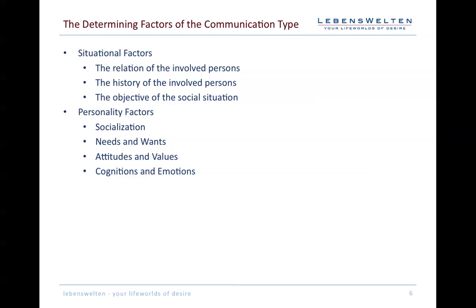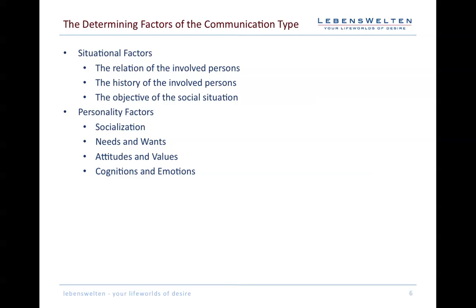So if you go in sports with friends in the evening, you normally have a different objective than you have at work, and when you meet your wife you also have a different objective, so also your type of communication can be different. Personal factors: socialization, that means how did you grow up, how were you introduced to communication by your parents, by early friends, your needs and wants, your attitudes and values, and your cognitions and emotions.